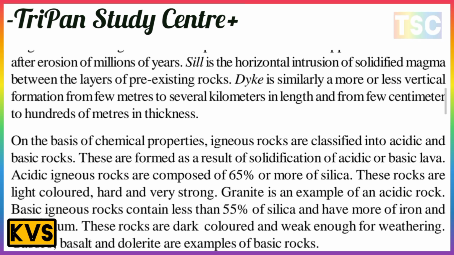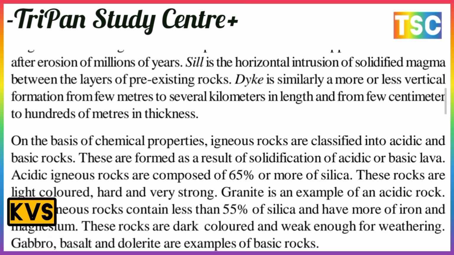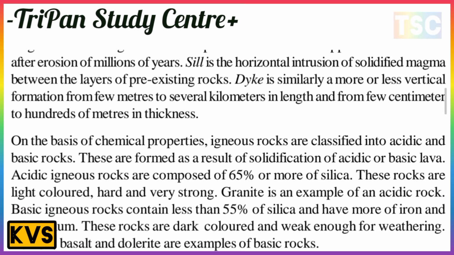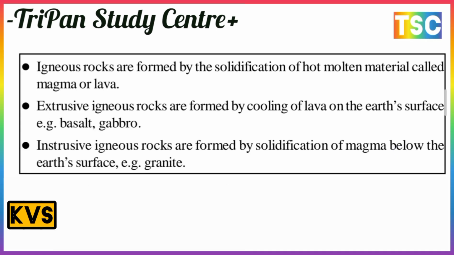Basic igneous rocks have more iron and magnesium. These rocks are dark in color and big enough for weathering, and gabbro, basalt and dolerite are examples of the basic rock.